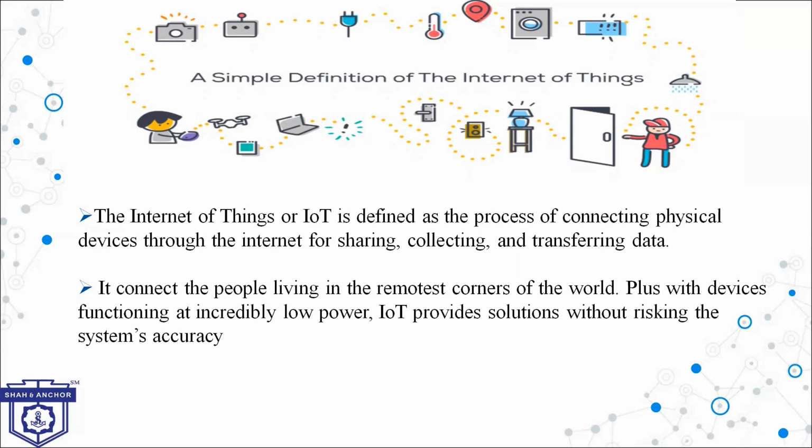Okay, so the main advantage of IoT is that people can stay connected globally, even in the remotest corner of the world, where the devices can work on low power without degrading their accuracy. That's the main beauty of IoT, where people can stay connected even if the device is working on low power, and without degrading its accuracy.